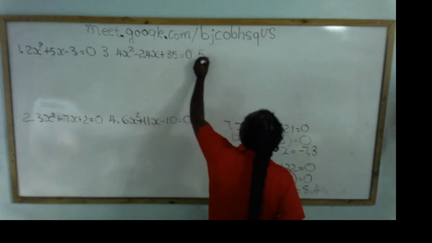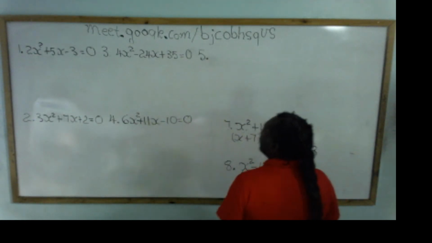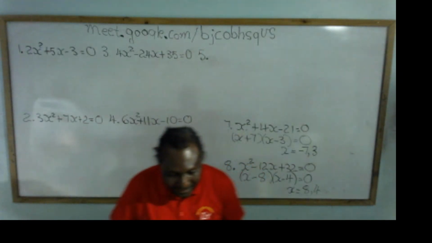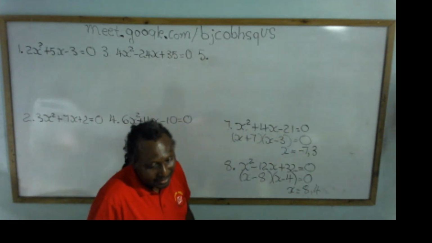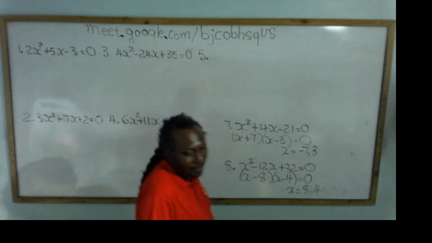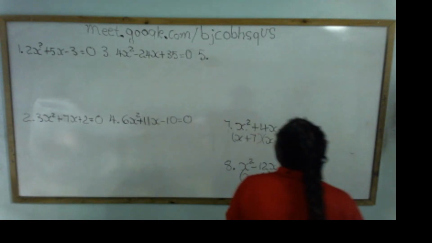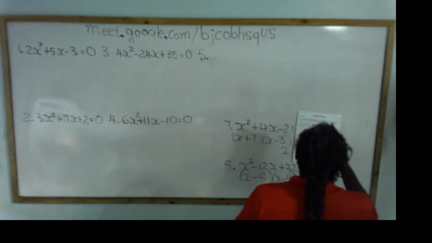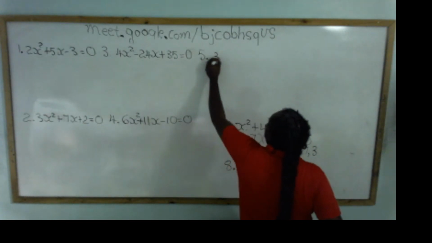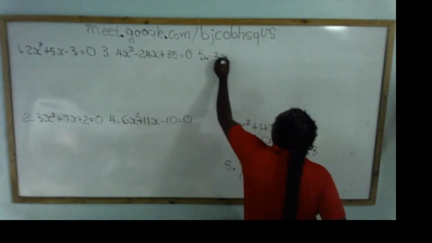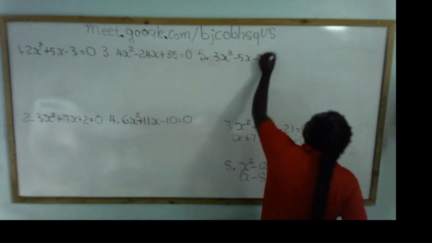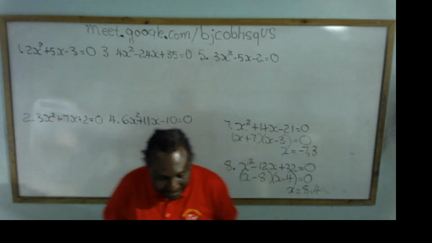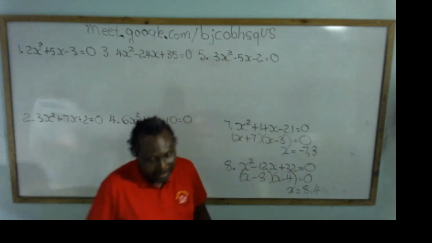Number 5. I'm going to look and see. Yeah, 5 and 6 will be fine. 5 will say what? 3x squared minus 5x minus 2 equals 0. That will work, I think.